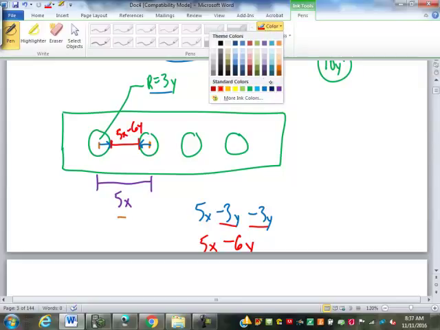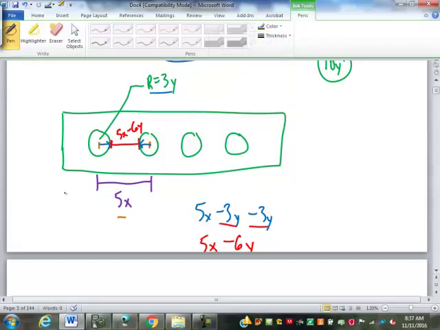Now, I'm going to throw in another piece of information. The distance from here to the center of the hole is 3x. I want to know the distance from this edge of the piece to this side of that hole. Now, I'm assuming all the holes are uniform, all the spacings are uniform. So I got to figure out how to piece this together. So from here to here is 3x. Does the 3y play into that at all? No, it doesn't. From here to here is the 5x. Does the 3y play into that at all?